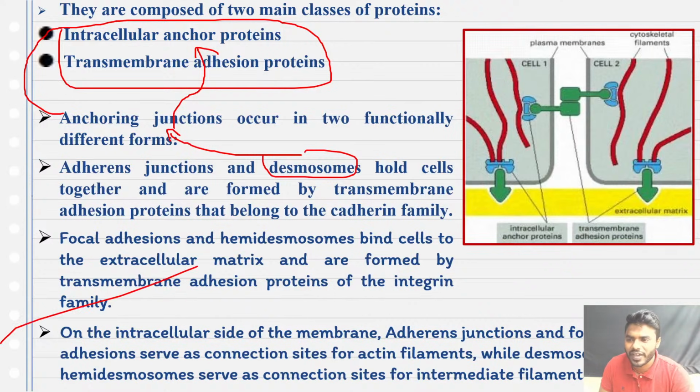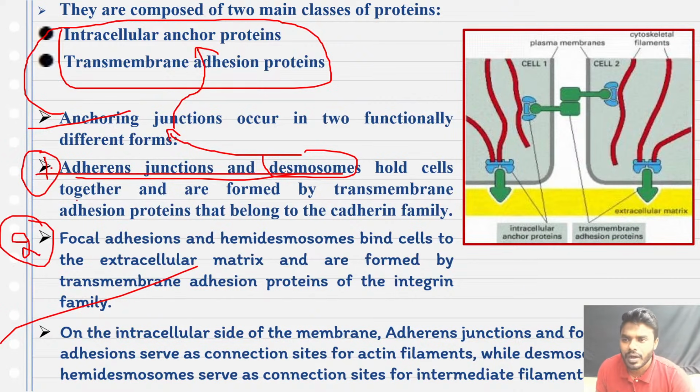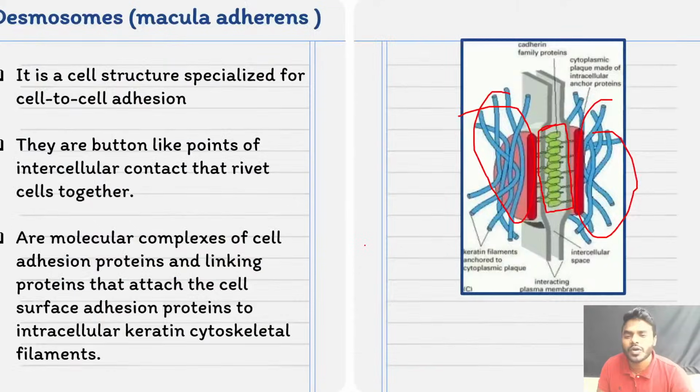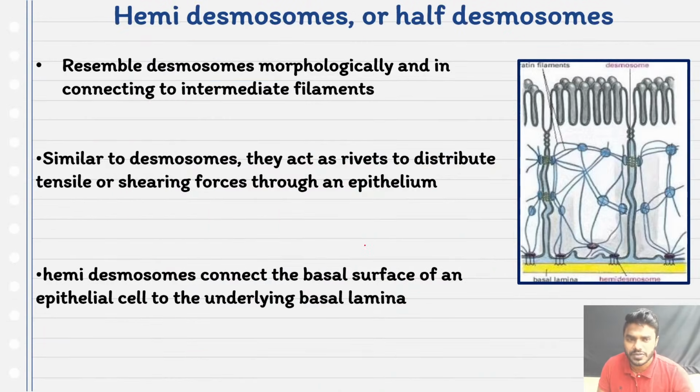What is the first type of anchoring junction? Adherens junction and desmosomes. And what is the second type of the anchoring junction? Focal adhesion and hemidesmosome. You don't need to read much about the focal adhesion, it's not greatly important. Majorly focus on the hemidesmosomes. And friends, whether it is the focal adhesion or the hemidesmosome, what did I tell all of you very clearly? They are majorly present between cell to matrix.